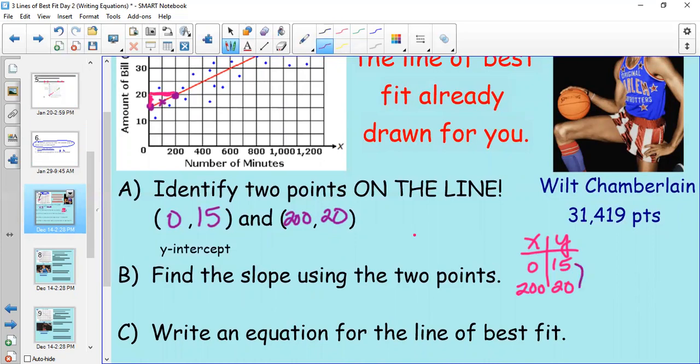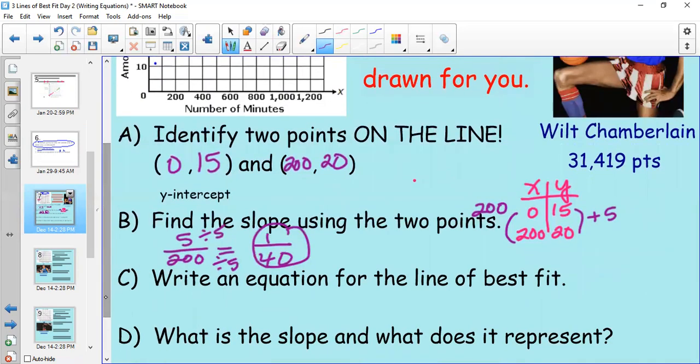Our rise was 5, no matter if you look at the table or if you look at the graph, and our run was 200. Again, it doesn't matter if you look at the graph or the table. And just remember, it's rise over run or y's over x's, so 5 over 200, which would simplify to 1 over 40 if we divide them both by 5. 1 over 40 is our slope.